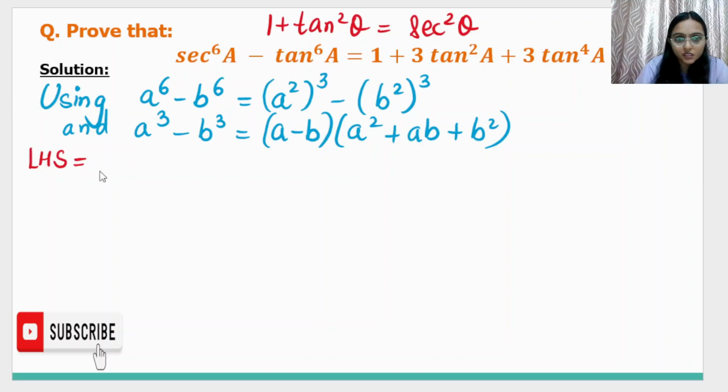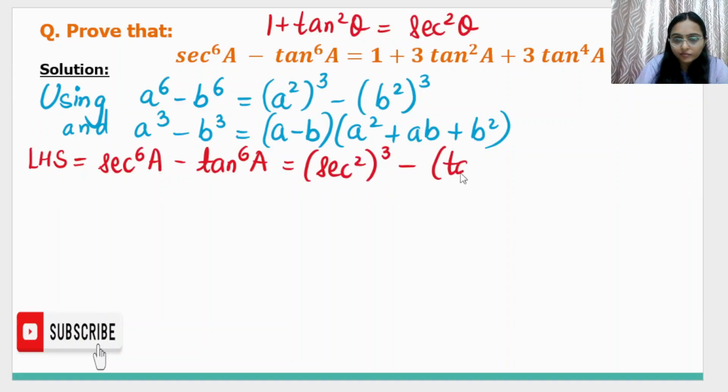We have sec 6a minus tan raised to 6a, which is nothing but sec square a the whole cube minus tan square a the whole cube. Now we can apply the a cube minus b cube formula, which is a minus b. So here I've forgotten to write a. So sec square a minus tan square a.